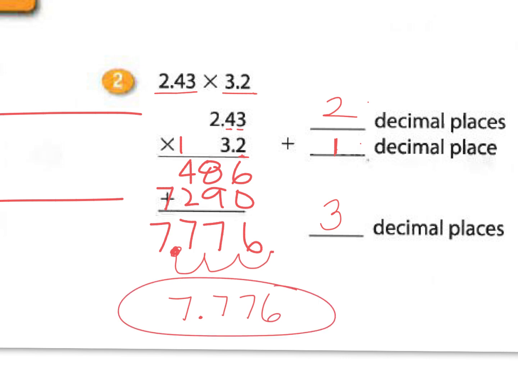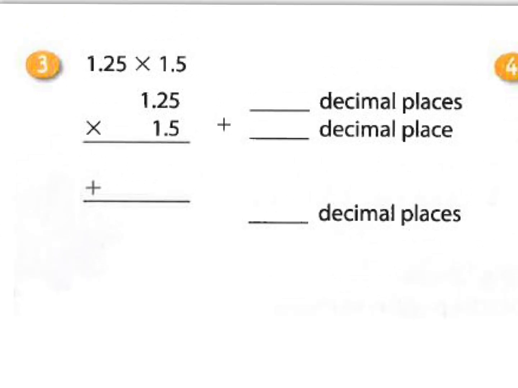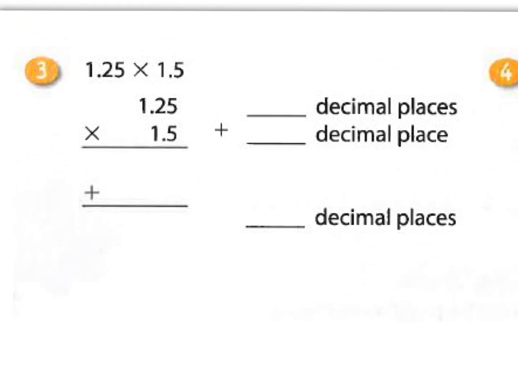Okay, so we'll do some more practice ones of these, but the thing is that you already know how to multiply, and then now you will put the decimals in at the end. All right, so let's do that again right here. So we have 1.25 times 1.5. Well, 1.25 has 2 decimal places, and 1.5 has 1 decimal place. So we have a total of 3 decimal places.